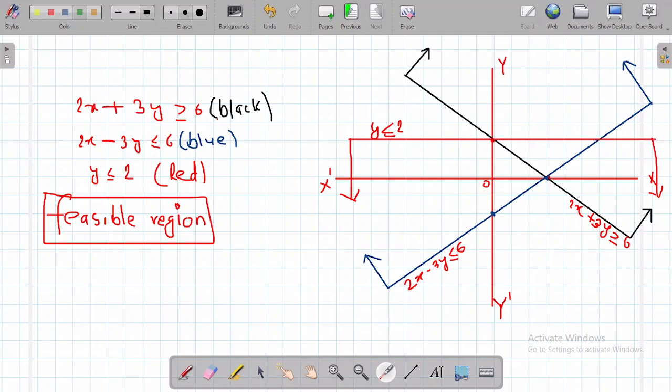Now we have to see what the feasible region is. The feasible region, I think, is this triangle. Just wait, I'll tell you why the other part is not. This feasible region is the triangle.